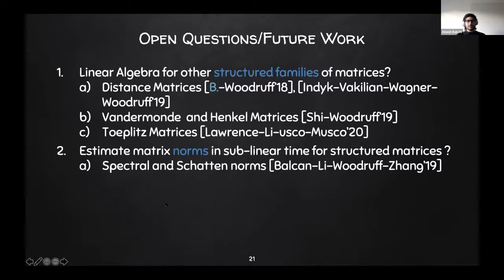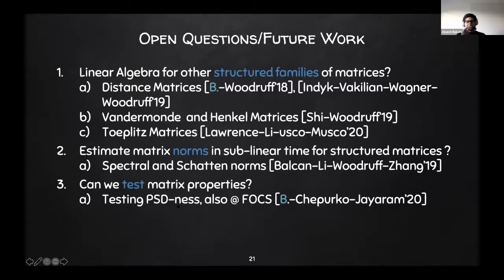Another line of work that I really like is estimating matrix norms for structured families, either in input sparsity time or in sublinear time if you assume the matrix is bounded. And there's been some really interesting work on, like, spectral and Schatten norm estimation. And finally, a somewhat tangential direction to this is to consider linear algebra problems in the framework of property testing. So we introduced one such problem, which is testing PSD-ness. And if this sounds interesting to you, check out Raj's talk on Thursday, also at FOCS.